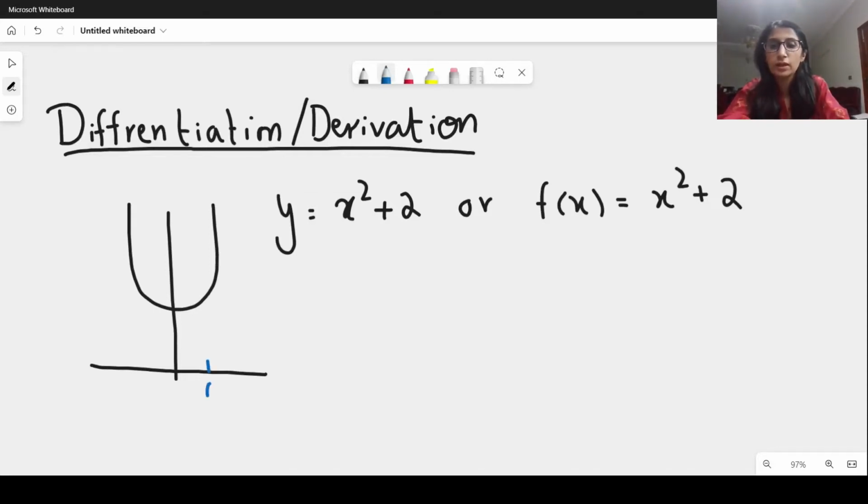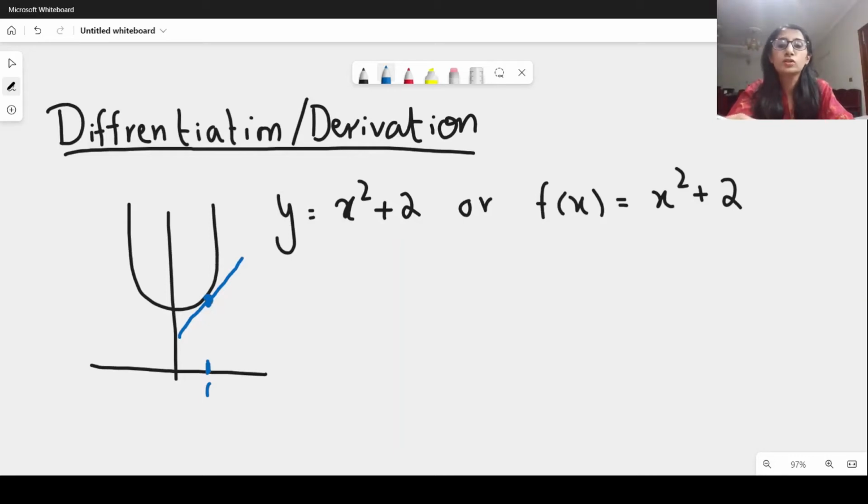Now, if I need to find the gradient of this function at a particular point, let's say at x equals 1, what would students generally do? If they have a graphical representation of this function, they would draw a tangent at x equals 1, a better tangent than I did.